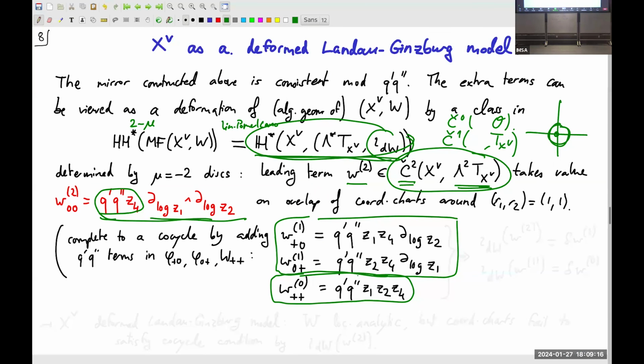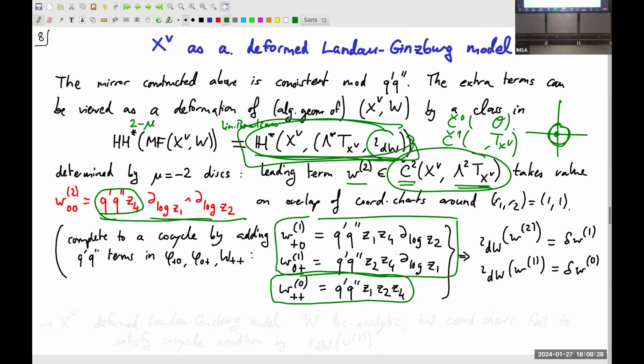And you can check now that these things together are indeed closed under D plus interior product with dW. Namely, the interior product of dW, the main superpotential W, into W2, this guy, is going to produce exactly the check co-boundary of W. And the interior product of dW into W1 will produce the check co-boundary of W0. Okay.